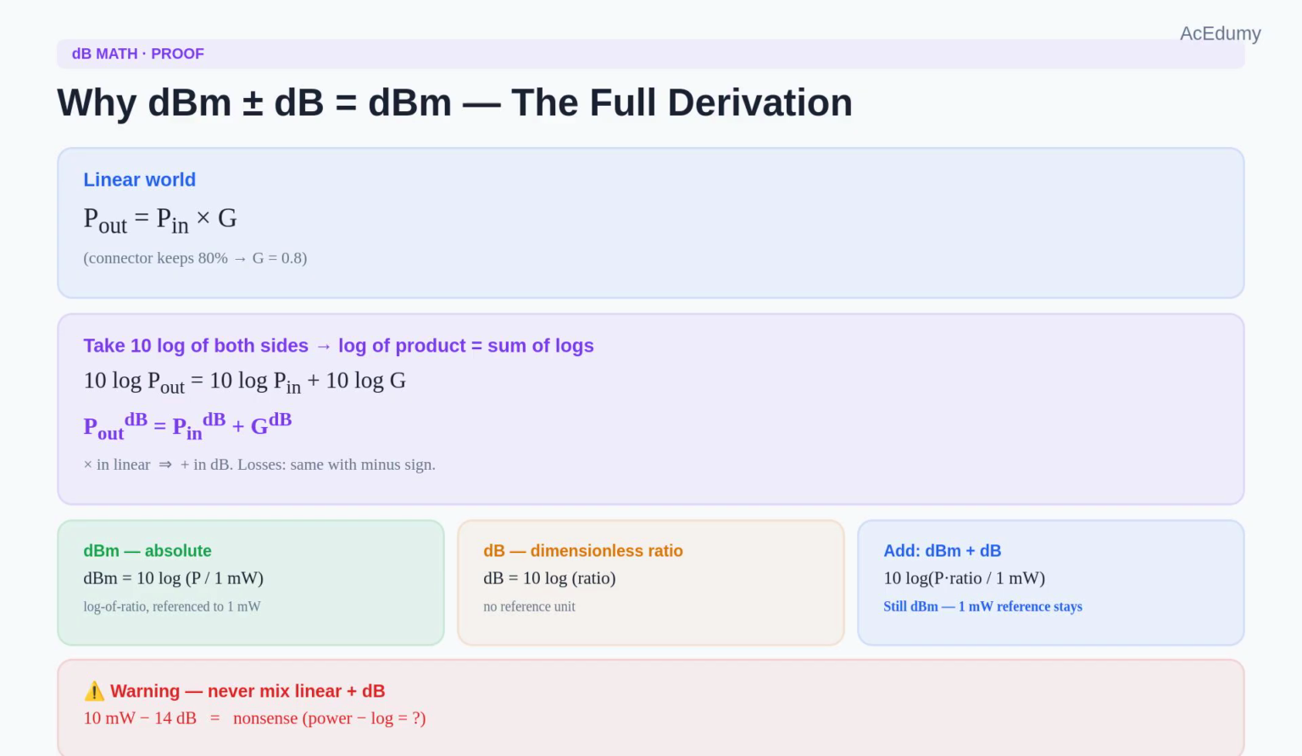One warning, you can never mix linear and dB. 10 milliwatts minus 14 dB is nonsense. One is a power, the other is a log. If you need to convert, go back to linear first, then do the math. Now we apply this to the fiber link.